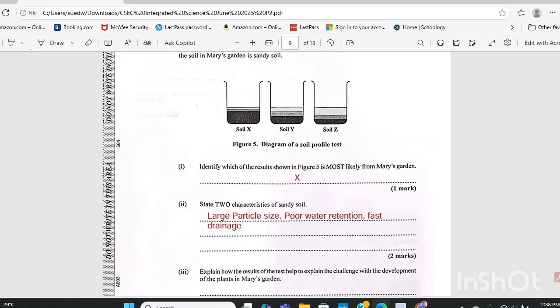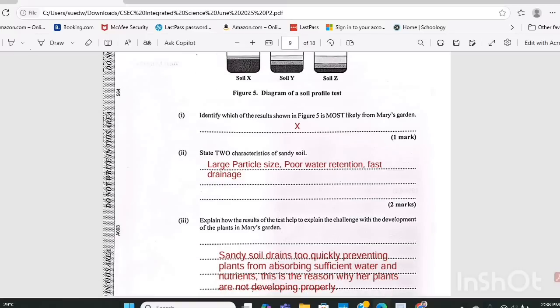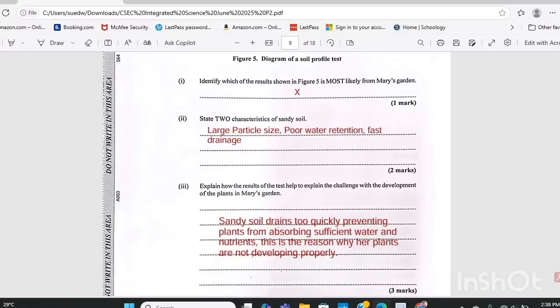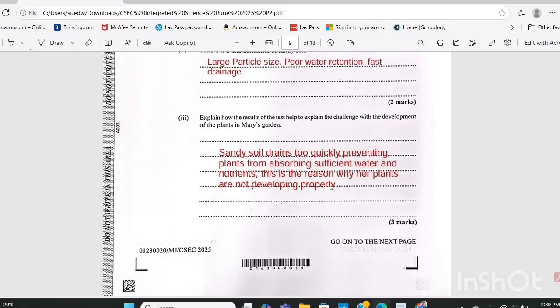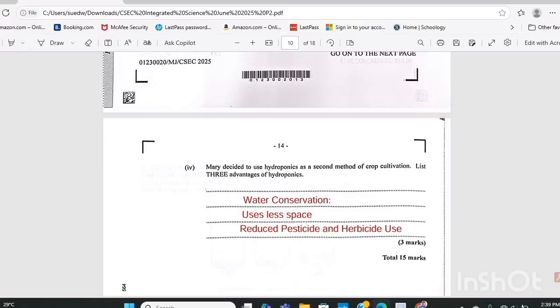Part 3 says explain how the results of the test help to explain the challenge with the development of the plants in Mary's garden. So basically, why is the sandy soil affecting her plants? Because the sandy soil drains too quickly, it prevents the plants from absorbing sufficient water and nutrients, and this is the reason why her plants are not developing properly. So that's 3 marks.